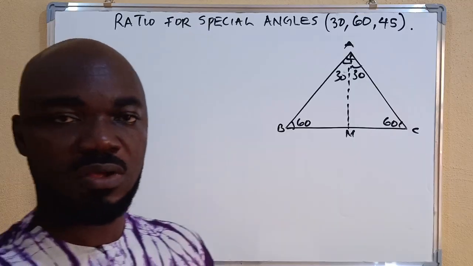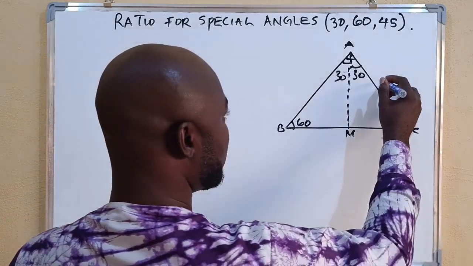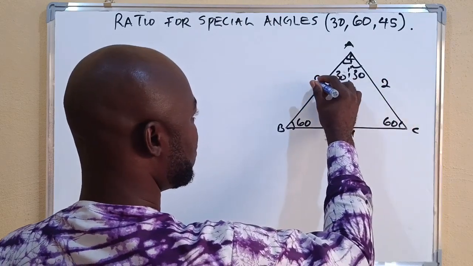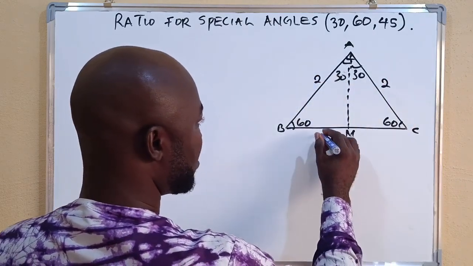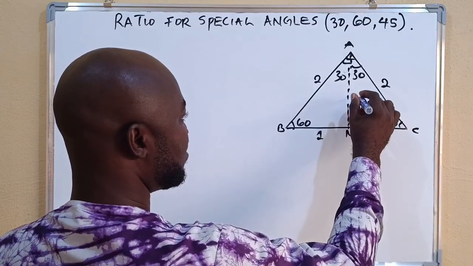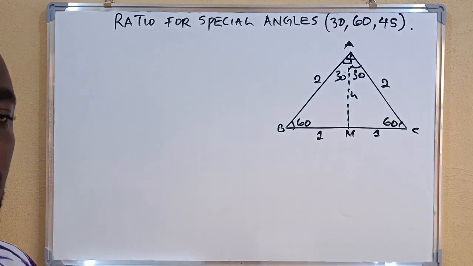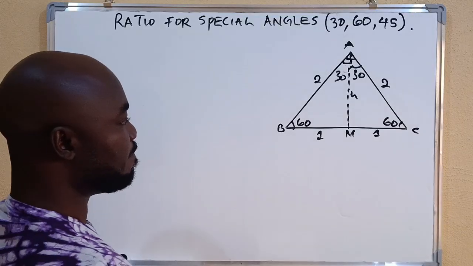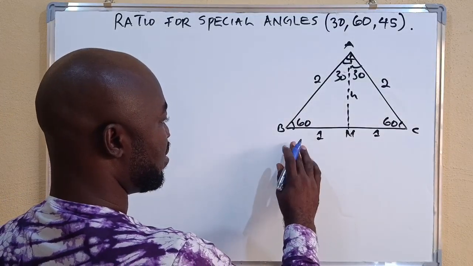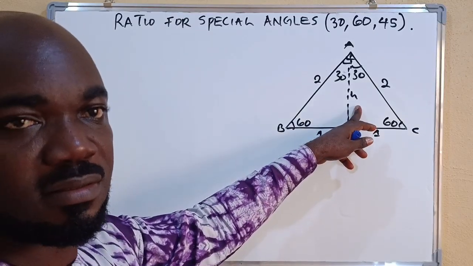Now all the sides are equal. You can use 4, you can use 6, you can use 8, but we'll use 2 for convenience. So here will be 2, here will be 2. This other side will also be 2, but here will be 1 and 1. So this place will be the height. Let's say here is H. So take note that I'm going to use Pythagoras theorem to get my height.